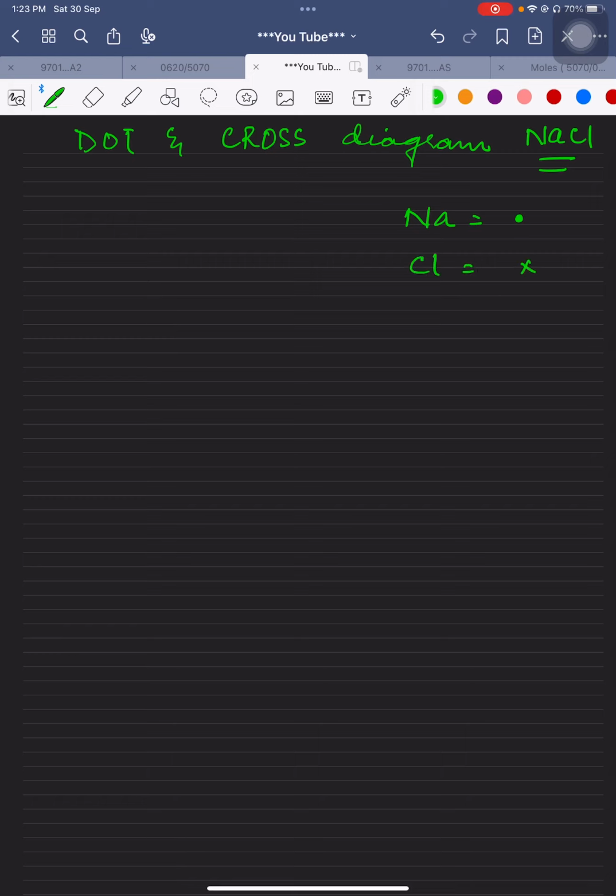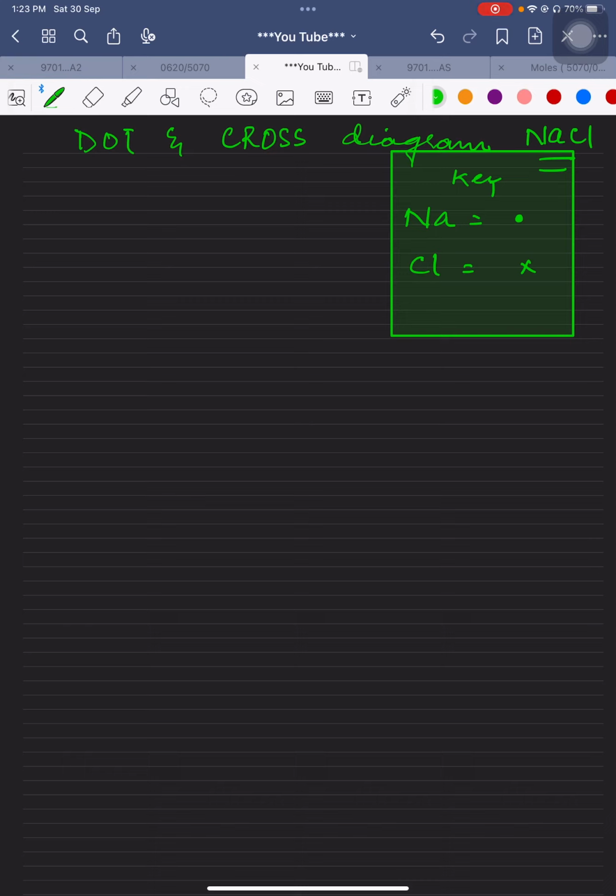Okay, let's make the dot and cross diagram for NaCl. Na is with dot, whereas Cl is with cross. So this is the key. What is that key telling you? That electrons of sodium will be represented by a dot, whereas electrons of chlorine will be represented by a cross. So this is a dot and cross diagram.